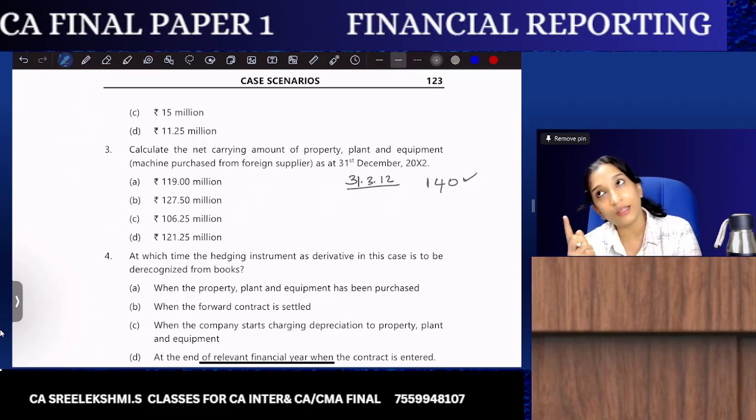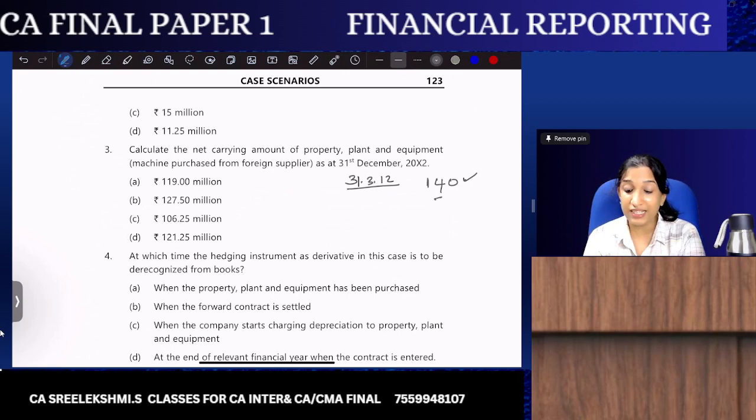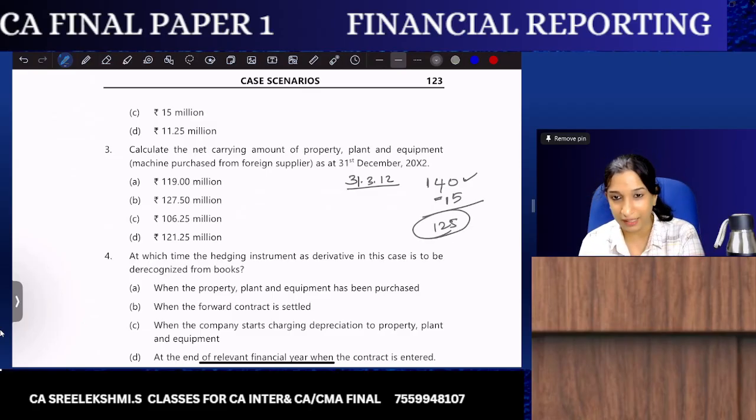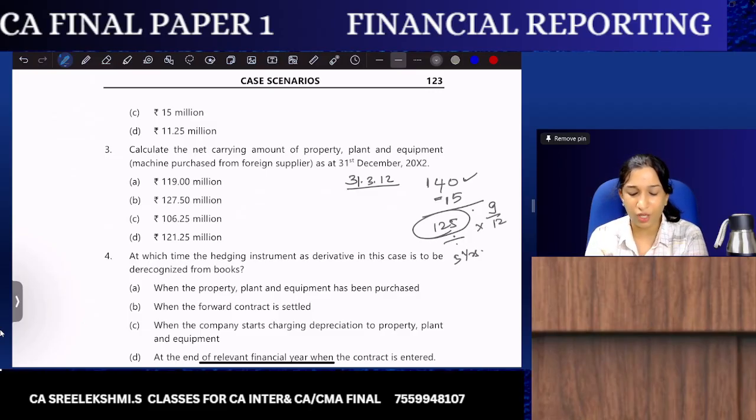And there was a gain of 15 million from the hedging instrument that will be adjusted against that purchase, or PPE, whatever item you are purchasing. So 15 million we are deducting because it was a gain. So 125 million should be the carrying value of the machine. So 125 million, depreciation is 5 years and 9 by 12. Why 9 by 12? Because we are acquiring on 31st March 2012.